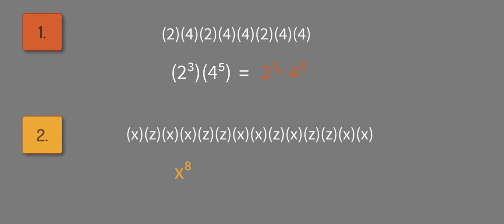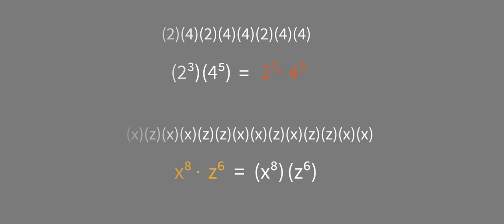Then we'll have our little dot there. And then Z is 1, 2, 3, 4, 5, 6. So it's going to be Z to the 6th. And again, that's the same thing. If you want to write it, I typically like the parentheses better because it separates them. Again, that's X to the 8th times Z to the 6th. And either one of those is fine, how you want to write it out.